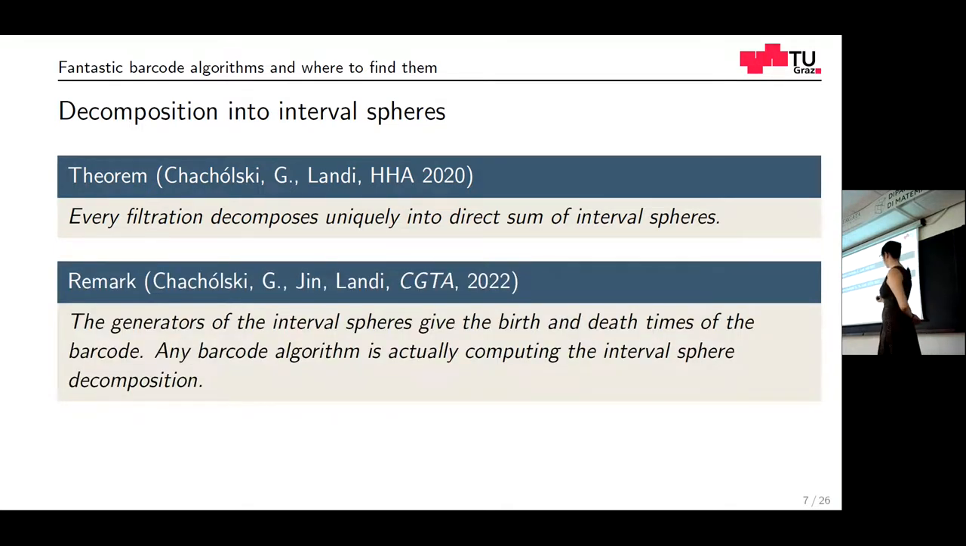Why it is interesting, and why I want you to focus on this, is that when we say that we compute the barcode, we don't actually compute the barcode. We compute the decomposition into interval spheres. Because the interval sphere has two generators, one that gives me the birth time of the bar, one that gives me the death time. And why is it important? Because all the arguments that I want to talk about today work on the boundary matrix, on the filtered chain complex, okay? Not on the persistent module. This is an interval sphere.